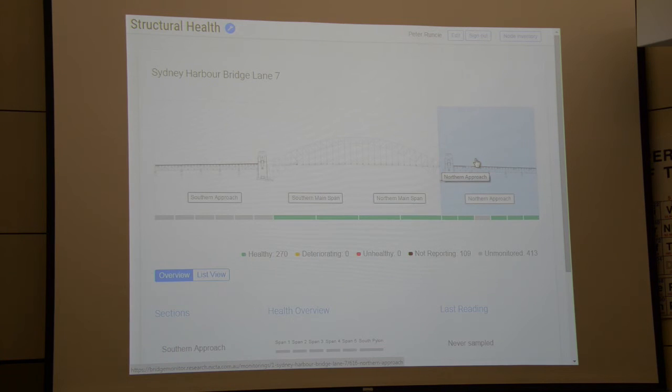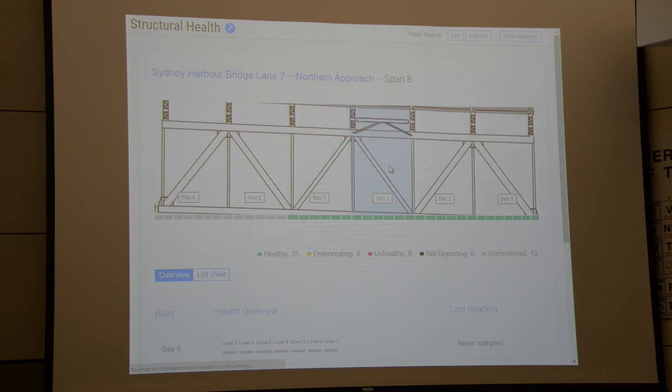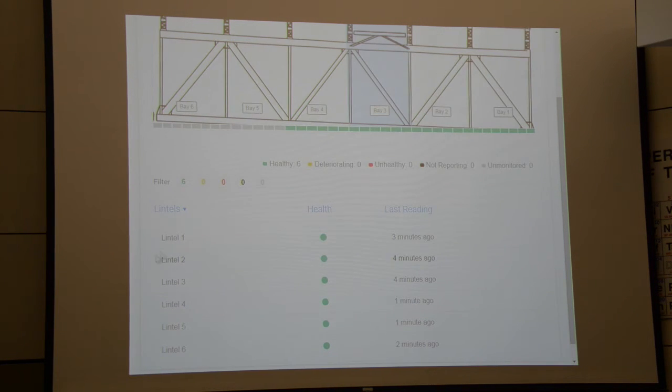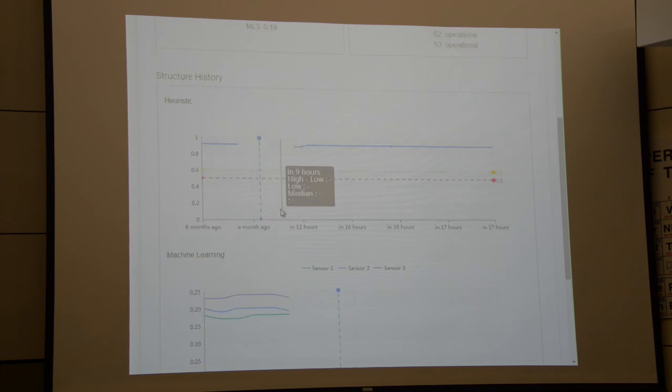You can basically click right through, because I think I'm near the end of my 5 minutes. We can click right through. So let's say we look at the northern approach. You can see the northern approach. Click on one of the spans, and we can just keep drilling right down to see a particular lintel. This is real data right now, so this is 4 minutes ago. If he really wants to know more, he can click on that lintel and get some more information about the different algorithms we're running. He really doesn't need to know this. But for peace of mind, he can show people. And there's a bit of historical information about machine learning and other techniques.